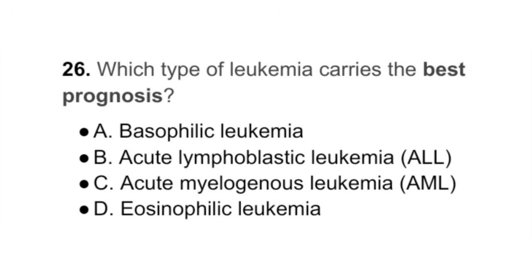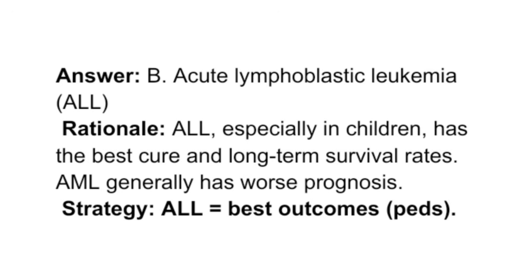26. Which type of leukemia carries the best prognosis? A. Basophilic leukemia. B. Acute lymphoblastic leukemia, ALL. C. Acute myelogenous leukemia, AML. D. Eosinophilic leukemia. Answer: B. Acute lymphoblastic leukemia, ALL. Rationale: ALL, especially in children, has the best cure and long-term survival rates. AML generally has worse prognosis. Strategy: ALL equals best outcomes, PEDS.